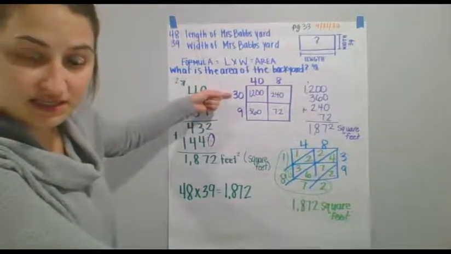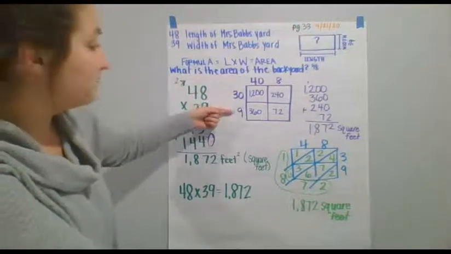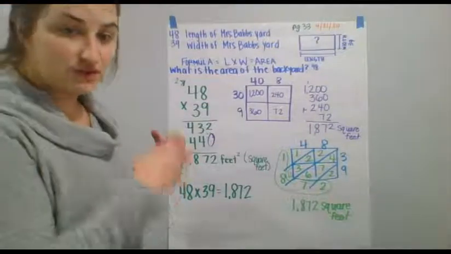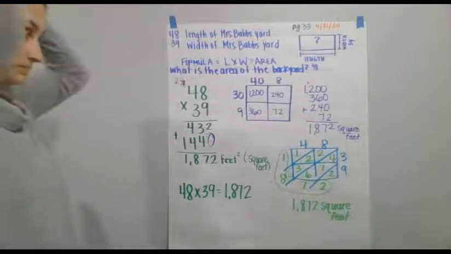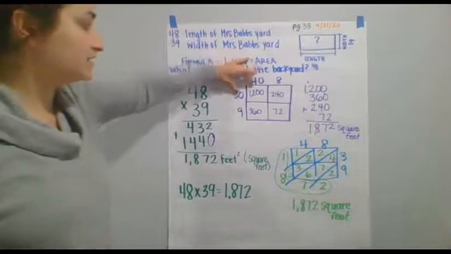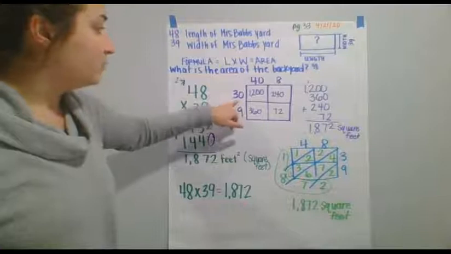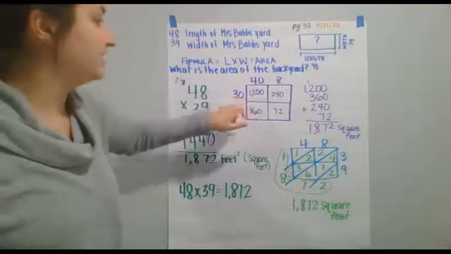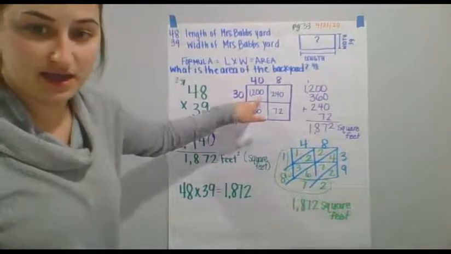The 3 represents 3 tens or 30, and then the 9 represents 9 ones. Then we're going to multiply each of those numbers together. So we have 30 times 40. We can take the 3 and the 4 and multiply those together to give us 12, and then take those two zeros and add it on to the end.